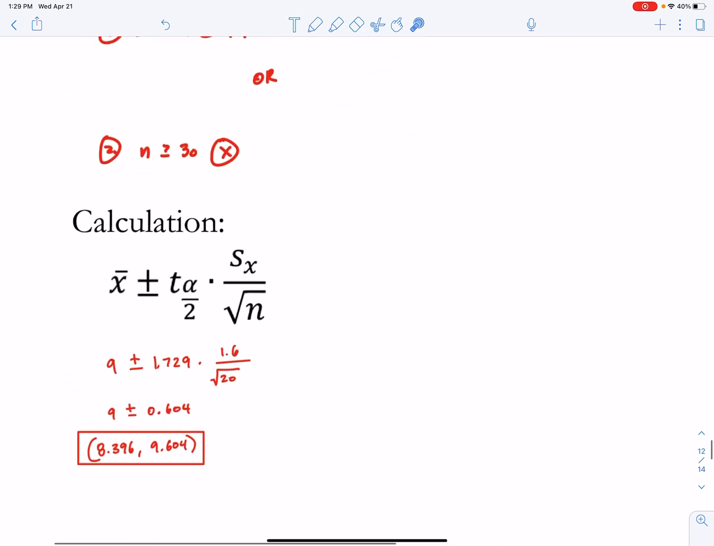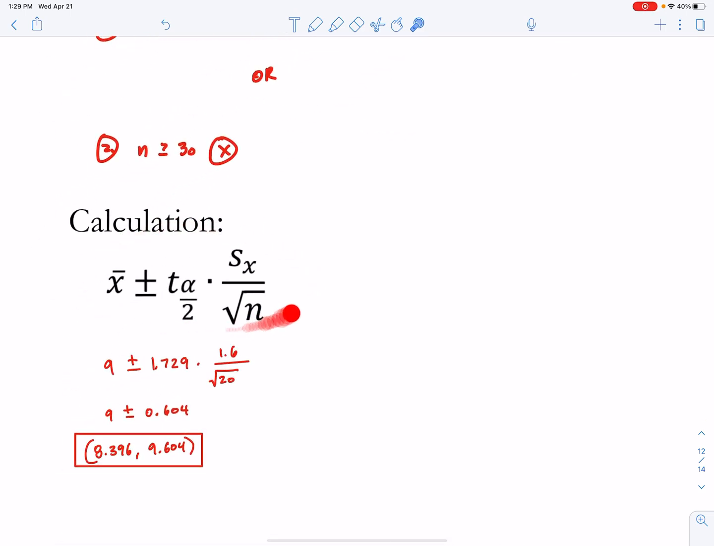And then we have our calculation here. As you can see, I just copied and pasted what was provided in the notes right here. Our sample mean was 9. That was given inside the paragraph, plus or minus my calculation of my t-score. I found this in the table, right? We had to calculate alpha divided by 2. We had to look it up by looking at our degree of freedom as well as our alpha over 2, which gave us 1.729.